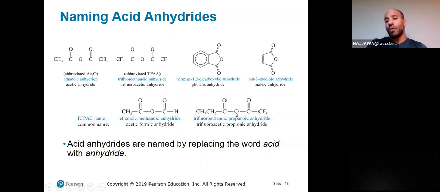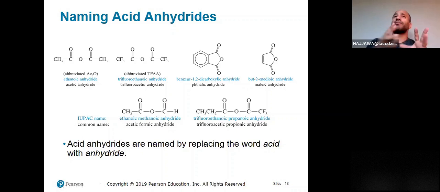So I have an ethanoic versus propanoic. So obviously the ethanoic will go first. So trifluoroethanoic propanoic anhydride. So once again, the alkane, when it's in the anhydride version, I will name it as alkanoic anhydride. If I have the unsymmetrical anhydride, then I will be naming each side as alkanoic, and I will start with the alphabetical order one first.